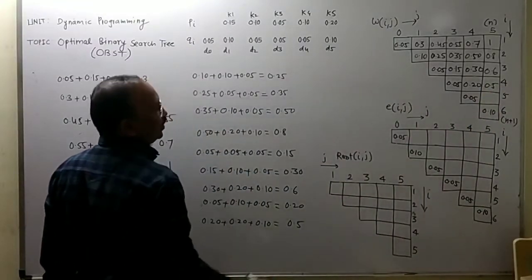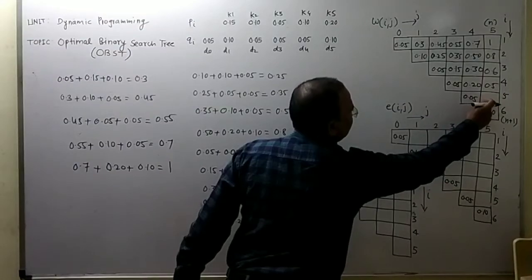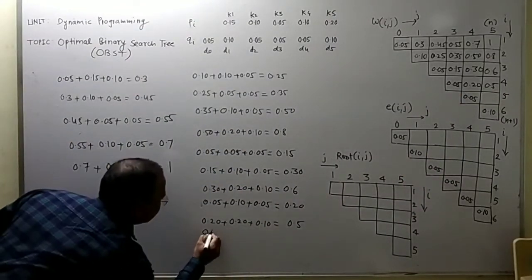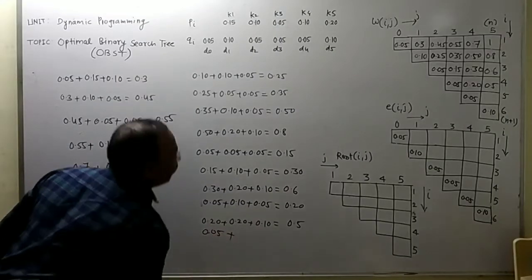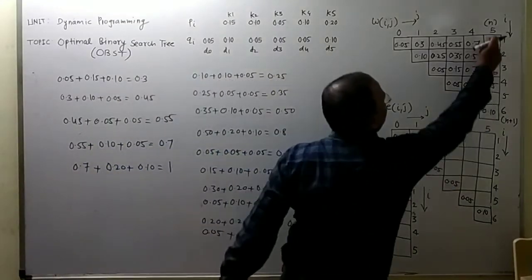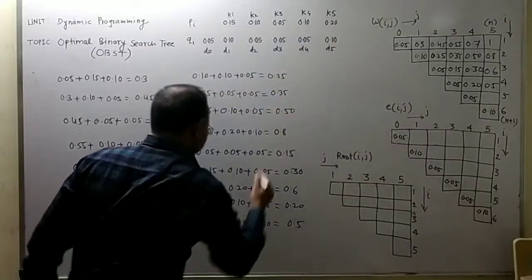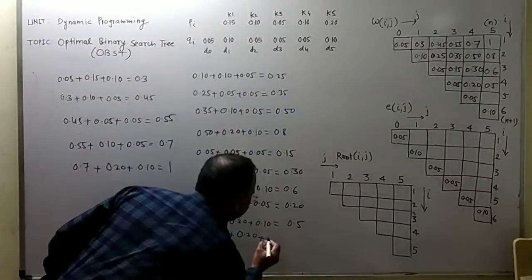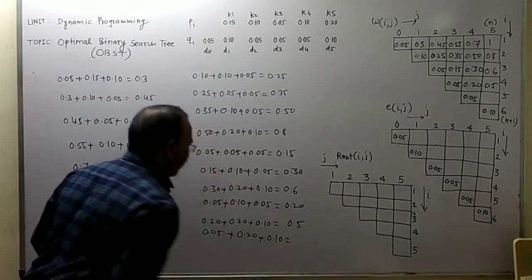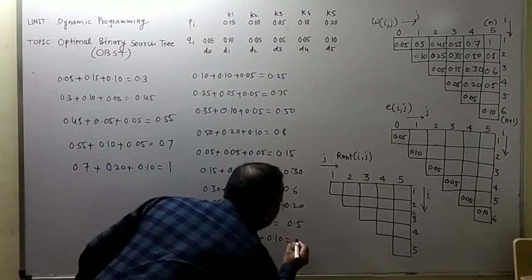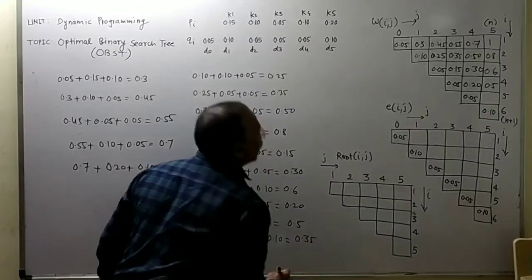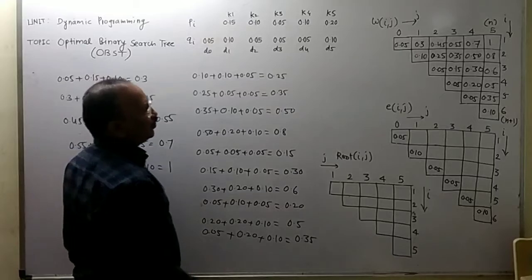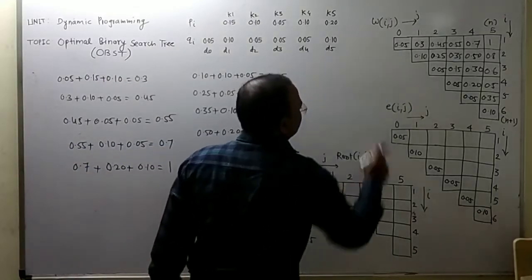0.5. Now for the last cell, consider the previous value, that is 0.05 plus the probability of K5 and D5, that is 0.20 plus 0.10, it comes to 0.35. In this way, we have developed W tables.